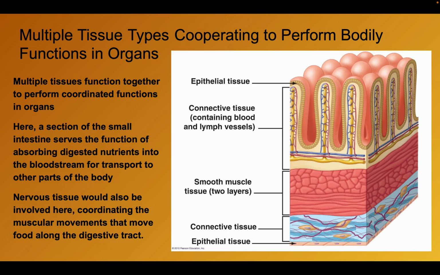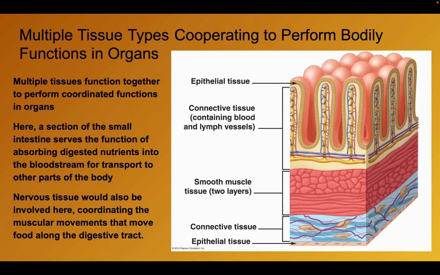All right, so when we bring all of the tissue types together, we can begin to create organs. So you can see here, this is a section of the small intestine. And you can see up here at the surface the portion of the small intestine that would be in contact with the digesting food. You can see these sort of pillar-like structures, and they are topped with epithelial tissues that are going to moderate the exchange of nutrients.